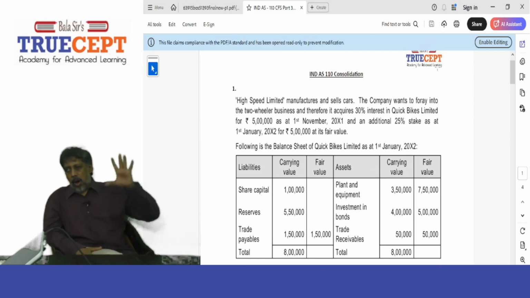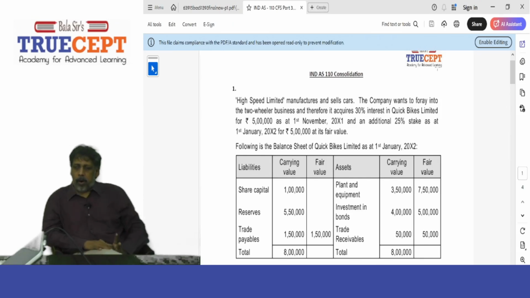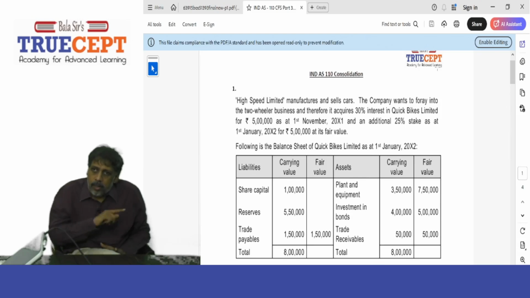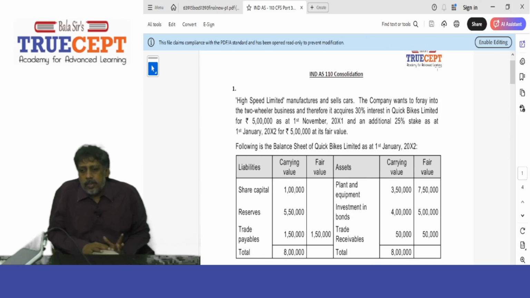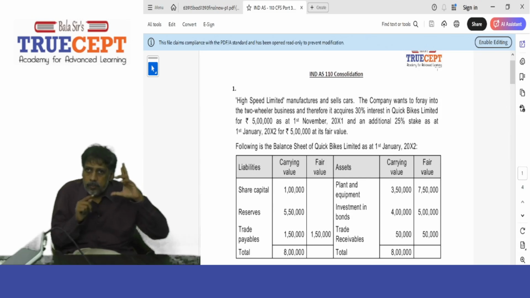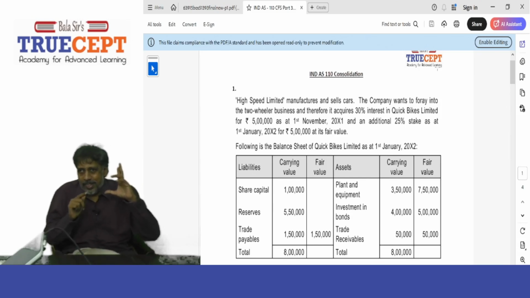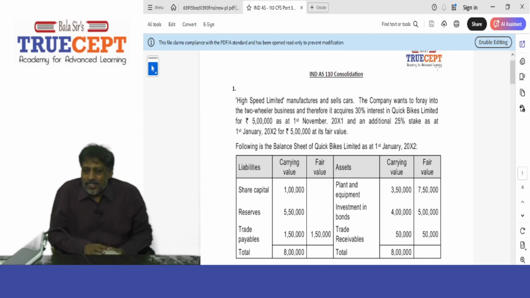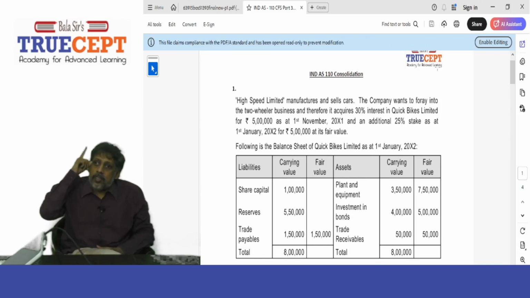That is the date on which the acquirer obtains control over the acquiree. On 1st January 20x2, I bought another 25% interest for 5 lakh rupees. Wait. In this sum, they wouldn't have given the fair value of the previously held equity interest. Then how do you find the fair value? There is a way out. If 25% on 1st Jan 20x2 cost you 5 lakh, then what is 30%?